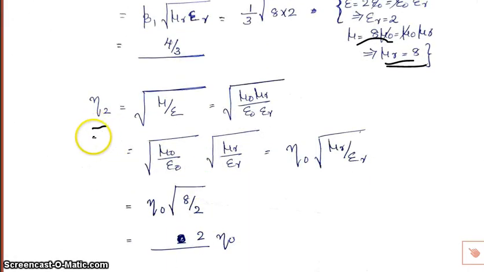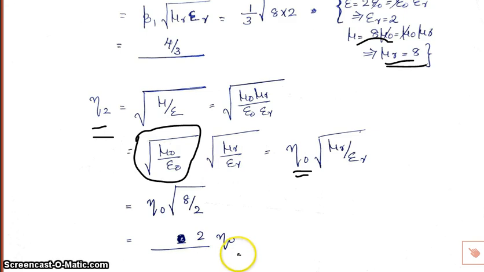Now eta 2, that is, you have to find out the intrinsic impedance of your second medium, which is given by square root of mu by epsilon for your lossless medium, that is, mu 0 mu r by epsilon 0 epsilon r, the whole root. Just I am splitting it. So this will give you the square root of mu 0 by epsilon 0, that is the expression of intrinsic impedance of your free space medium, which is usually represented as eta naught. Then square root of mu r by epsilon r. Then we have the mu r and epsilon r values. You can substitute, and finally I will get eta 2 is equal to 2 eta naught.